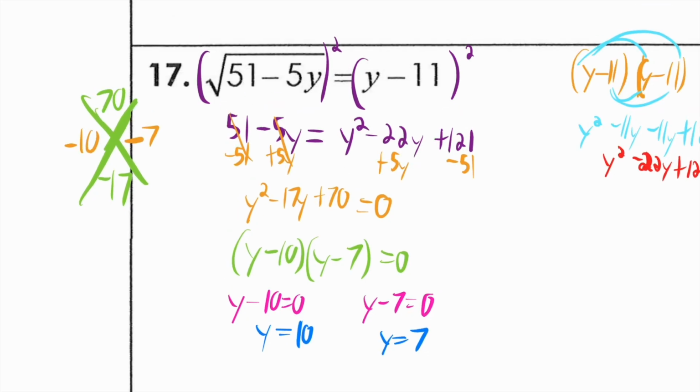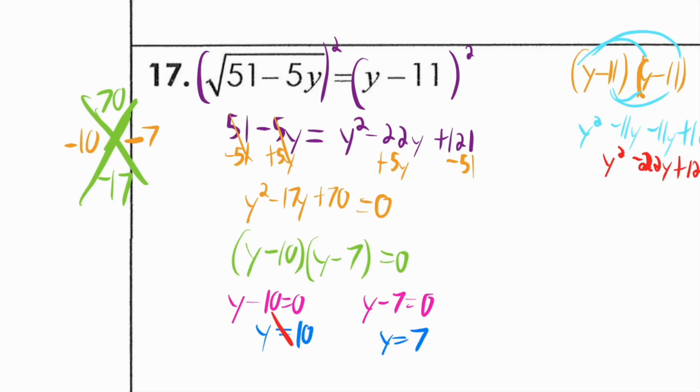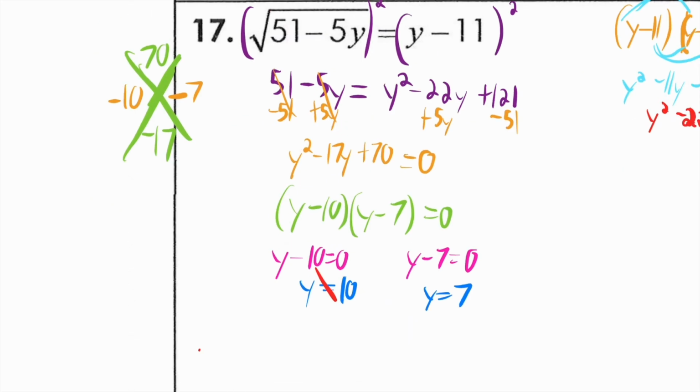So I'll practice plugging in 10. And I get 51 minus 50, which is perfectly fine. So now I plug it into the other one, and I get 10 minus 11, which is negative 1. So that one's extraneous. So that's good to note. So I'll mark it as such. Extraneous.